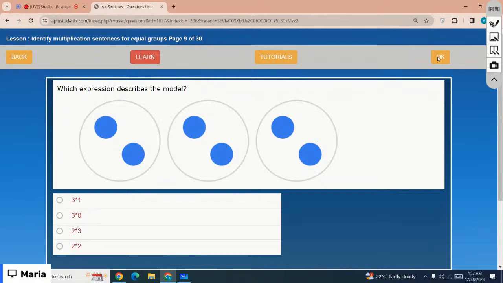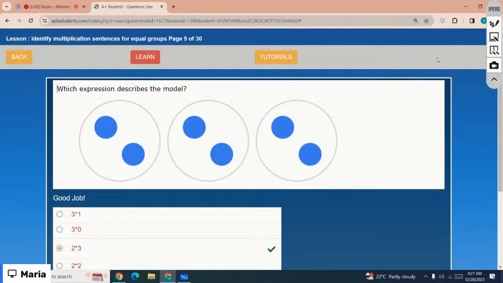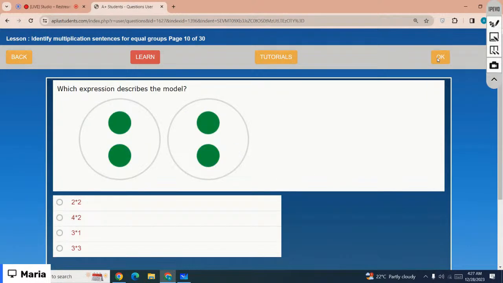Yes, that is 3 times 2. You have 3 groups, and in each group you have 2 dots. So that would be 3 times 2. Option number 3 is the correct option. Which expression describes the model? Which is the correct option?